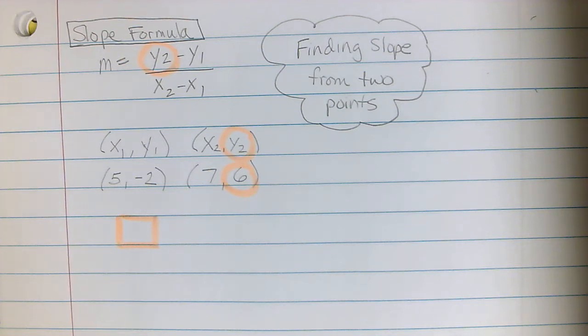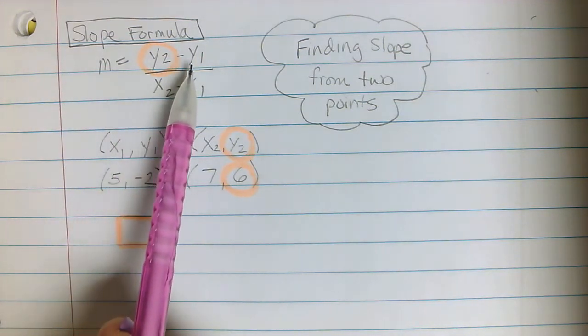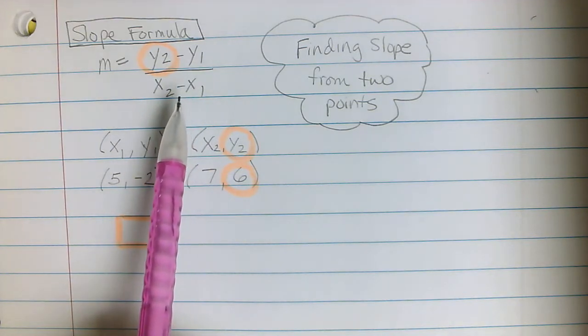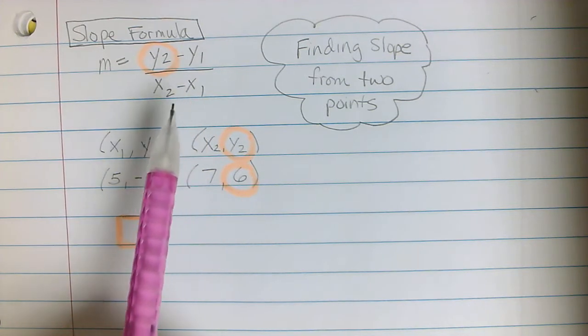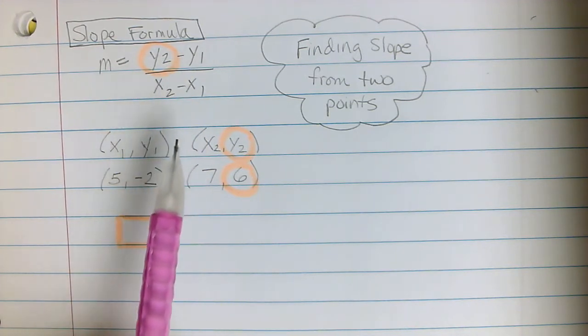Welcome to my video on finding slope from 2 points. We're going to use the slope formula today. I have that written here: y2 minus y1 over x2 minus x1. So remember, slope is written as a fraction. What we need is these y2 and y1 values, the x2, x1 values. They come from the points.